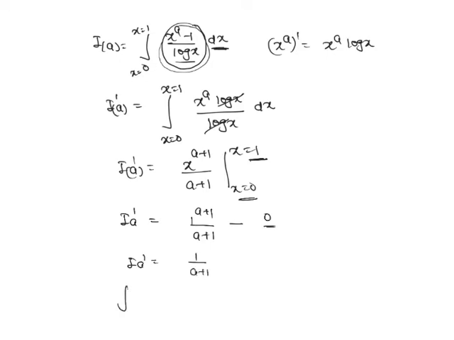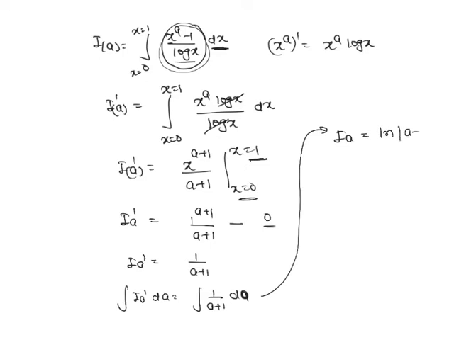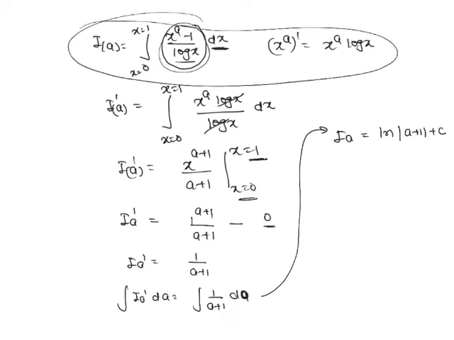From there, if you integrate I a dash with respect to a, this is 1 upon a plus 1 into da. So this will give I a equals ln modulus of a plus 1 plus c. Now the given equation is I a equals the integral from x equals 0 to x equals 1 of x power a minus 1, divided by log x dx.